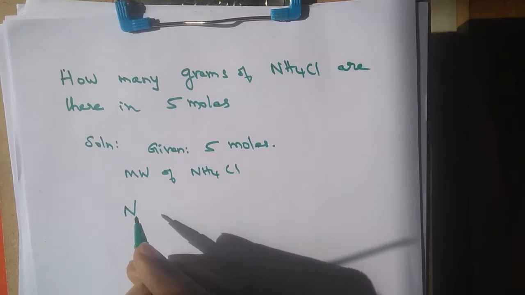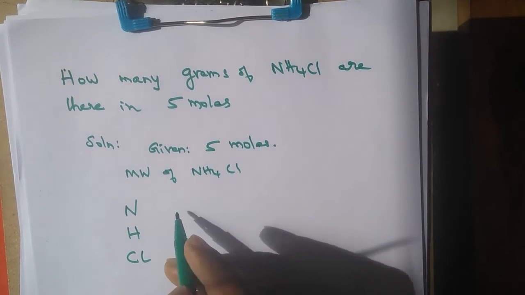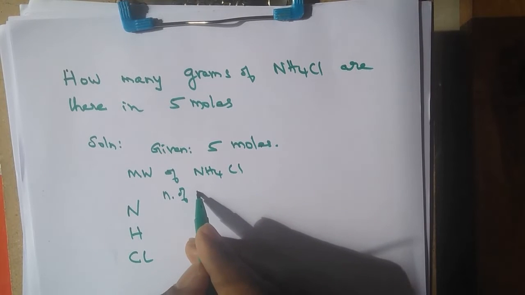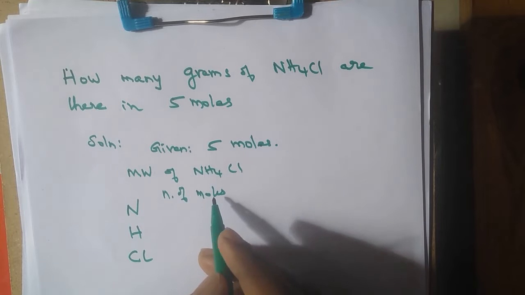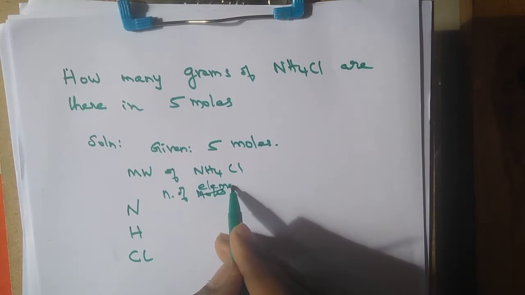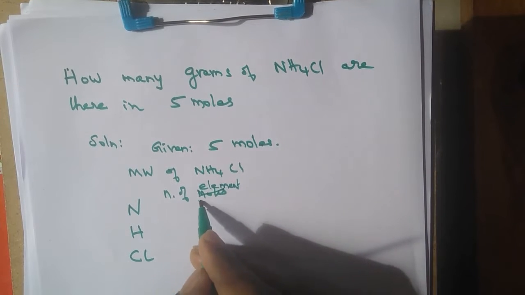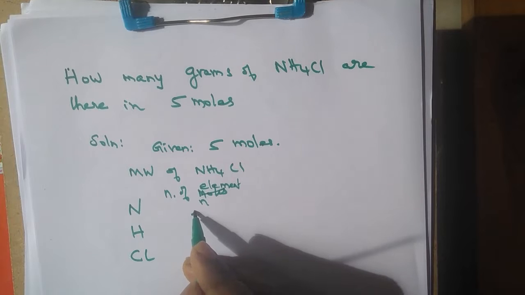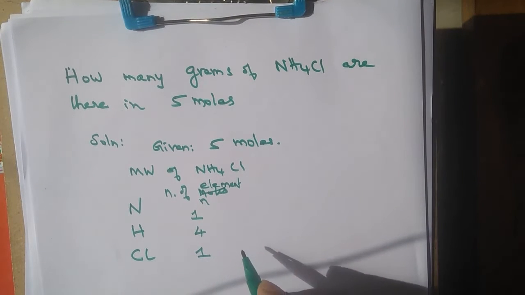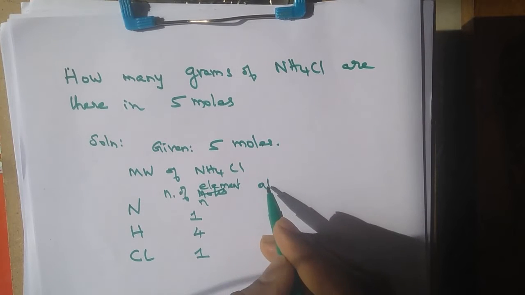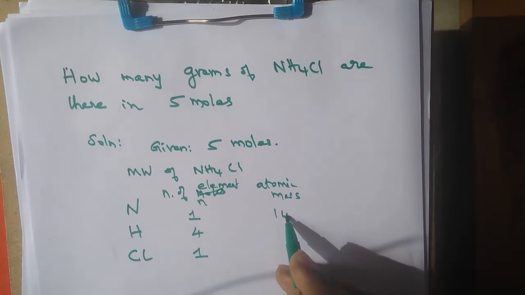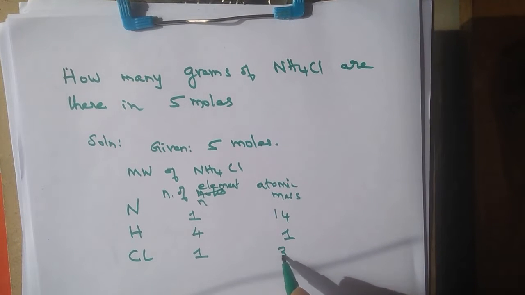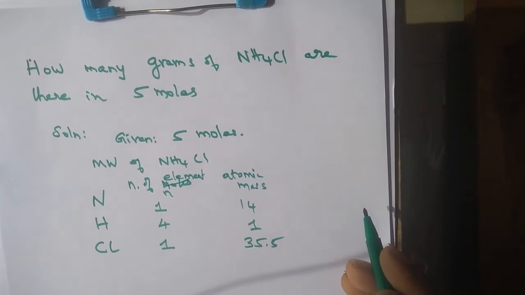So there are N, H and Cl. How many of each element are there? The number of elements N is 1 for nitrogen, N equal to 4 for hydrogen, and there is 1 Cl. And what are the atomic masses? For nitrogen we know 14, for hydrogen 1, for chlorine it is 35.5.